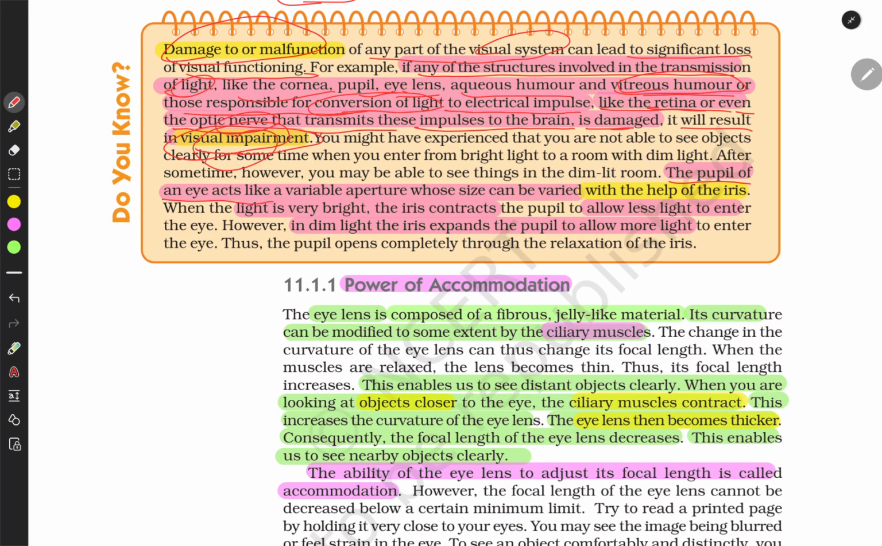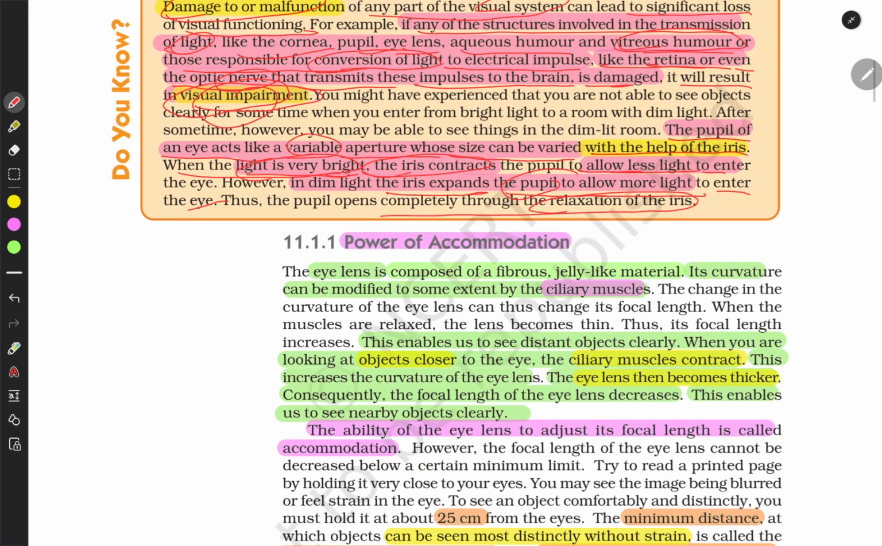The pupil of the eye acts like a variable aperture whose size can be varied with the help of the iris. When light is very bright, the iris contracts so that it allows less light to enter, and when it is dim, the iris expands the pupil so that the pupil can allow more light to enter. Thus, the pupil opens completely through the relaxation of the iris.